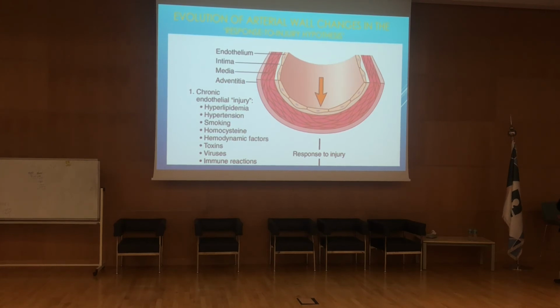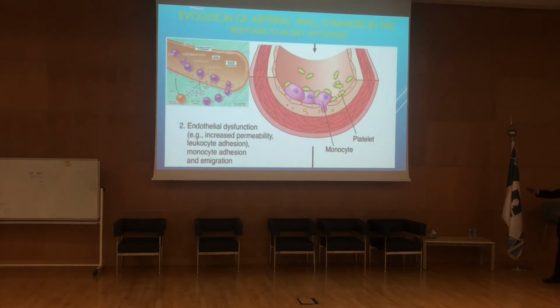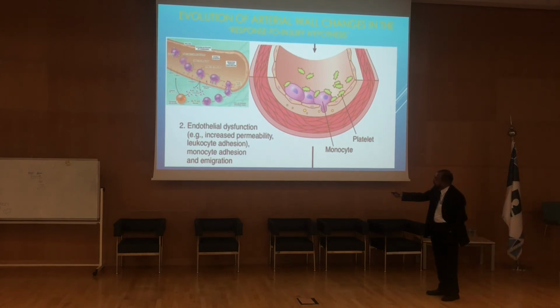And what will cause endothelial injury? Hyperlipidemia, hypertension, smoking, homocysteine, hemodynamic factors, toxins, viruses, immune reactions. We have discussed already, right? So all these things cause endothelial injury. Once the endothelium is injured, what will happen? This will happen. And this is the slide from your inflammation POD lecture to recall your knowledge. If you see here, these macrophages are secreting TNF and interleukin-1. This is the same lecture which we have already done.